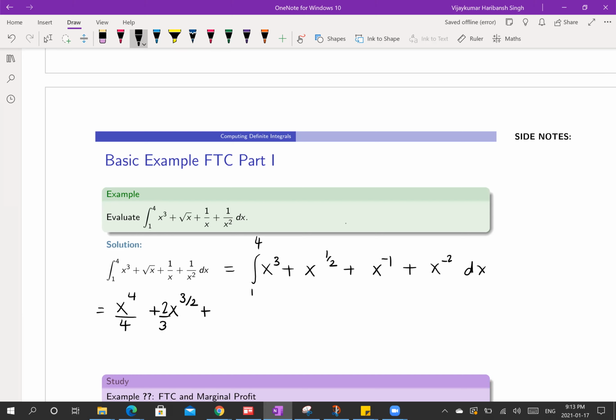Plus, for x to the power minus 1, the power rule is different. It is going to be ln of absolute value of x. And for the other one, it's going to be x to the power minus 1 divided by minus 1. So divided by minus 1 can be written as minus 1 by x. And then we have to write limits of integration going from 1 to 4.